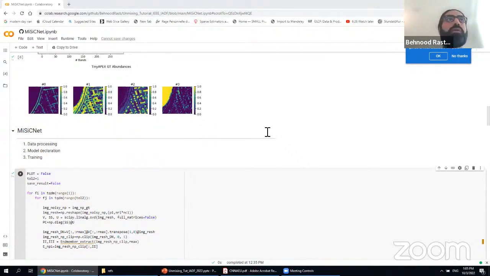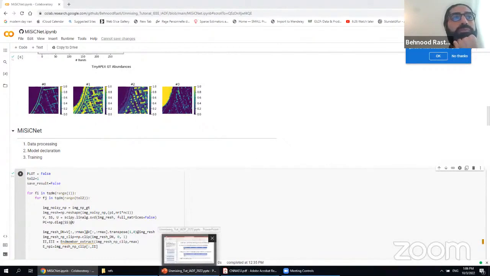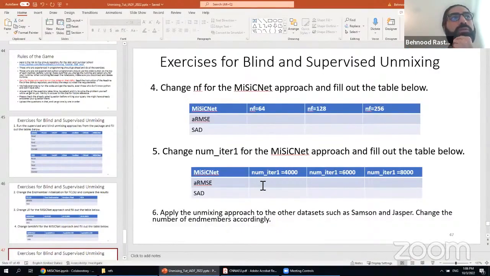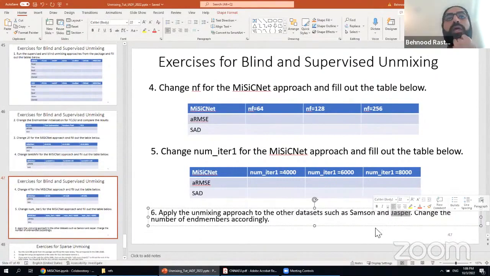It seems that everyone is following and working with the network, with the notebooks, which is good. For those who are more experienced with Python programming, you are provided other data sets called Samson and Jasper in the notebook, and you can apply these techniques to other data sets as well. When you finish the experiments and want to do more, try to change the data set to others like Samson and Jasper. But just make sure that you change the number of endmembers. The number of endmembers should be according to the data set.